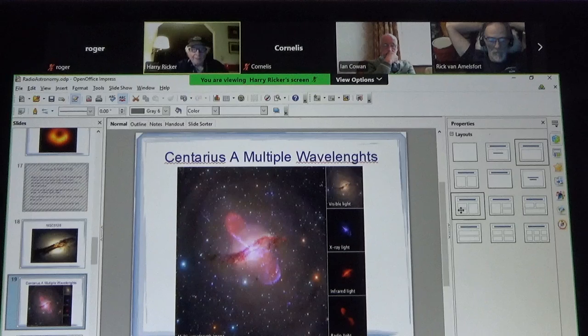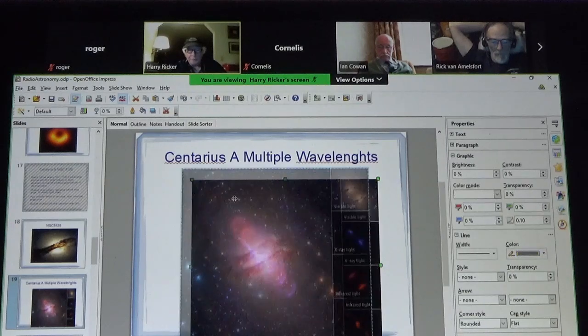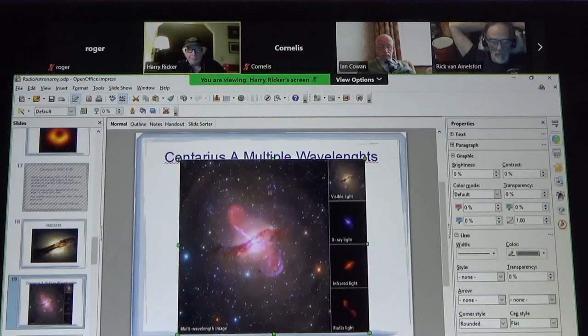Here's something kind of interesting, when it's looked at in different wavelengths. It's got a big optical halo. You've got the dust band. You've got this radio emission spouting out both ends of it. Okay.